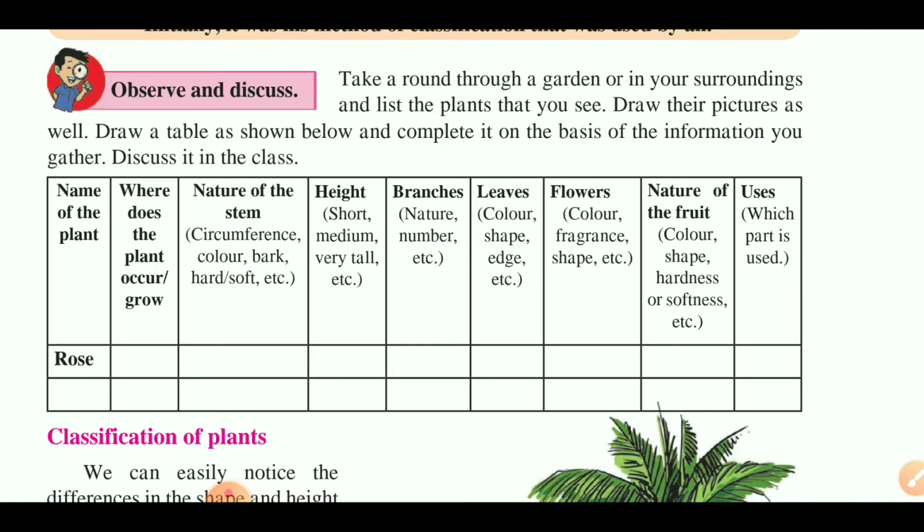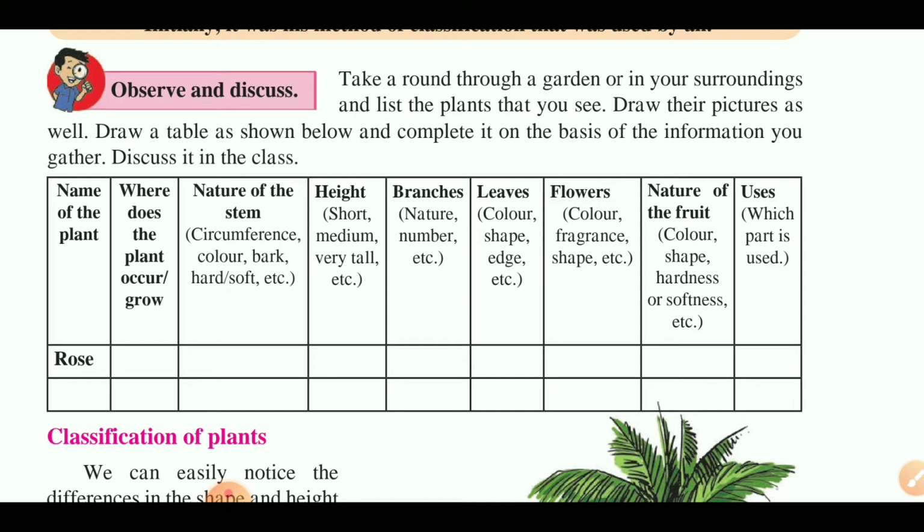The name of the plant he wrote first, then where the plant grows and occurs. Now the nature of the stem. There are some natures of the stems like circumference, colors, bark, and hard or soft stem. Now the height of the plant: short height, medium height, or very tall height. Now branches having a nature and number of branches, how many in that plant. Now leaves having a color, shape, and edges.